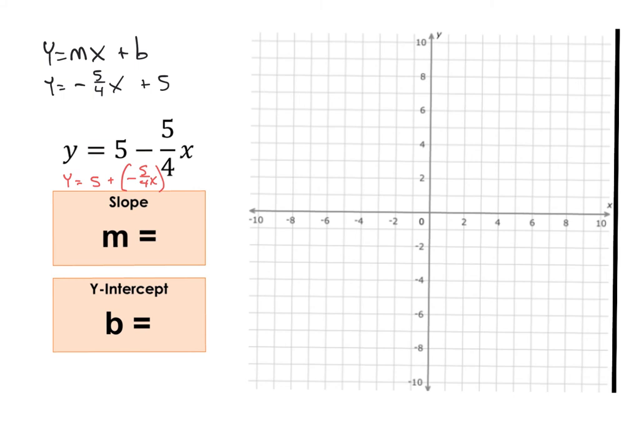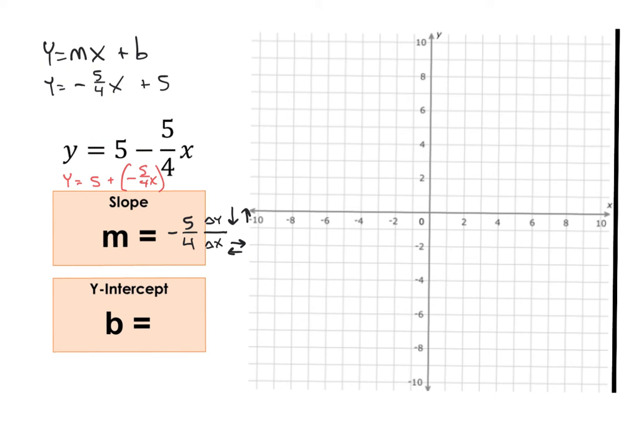Which means my slope is in that m position. So my slope is negative 5/4. That means my change in y over my change in x, I'm going to go down 5 and then to the right 4. This could also mean that I'm going up 5 and to the left 4, as long as they are opposites, as long as it arrives at a slope of negative 5/4.